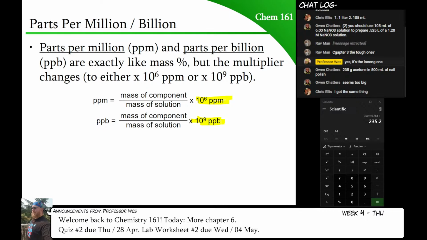Water quality is often expressed in parts per billion. For example, if you have lead contamination, which is what happened in Flint, Michigan for many, many years, the concentration of lead in the water there was expressed in parts per billion. There is an EPA, Environmental Protection Agency, limit set to things like that, and that limit is expressed in parts per billion as well.